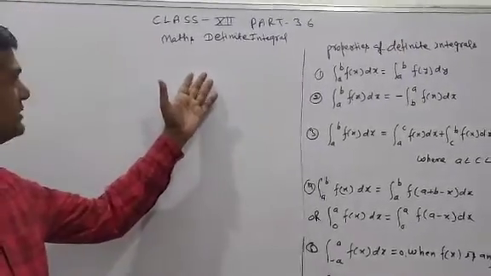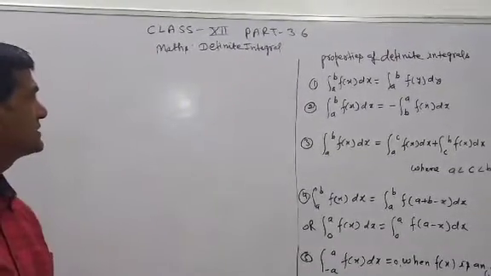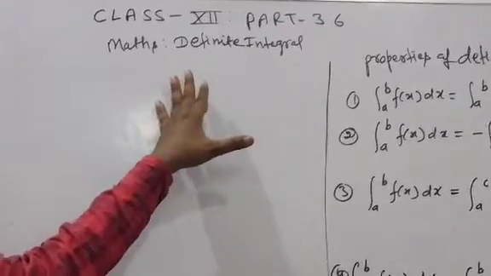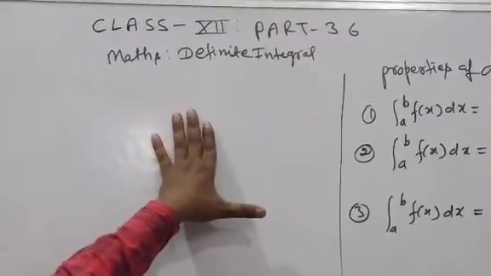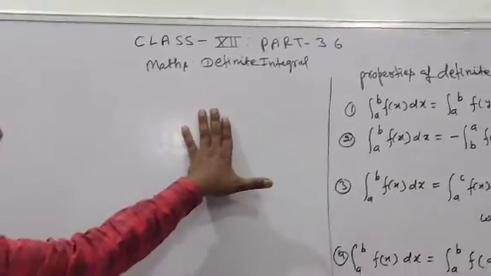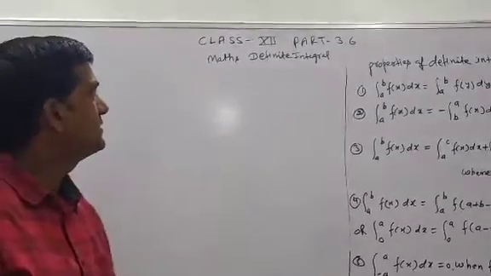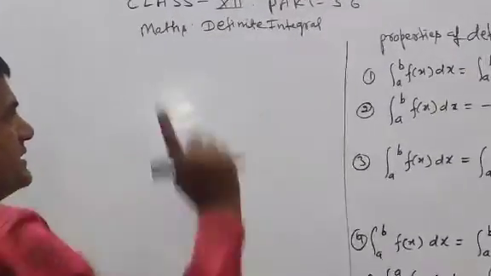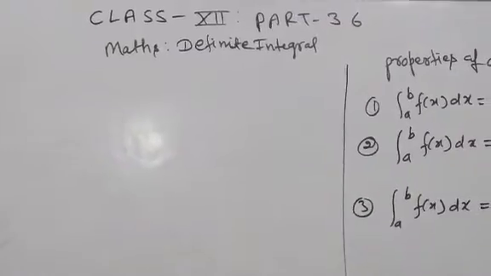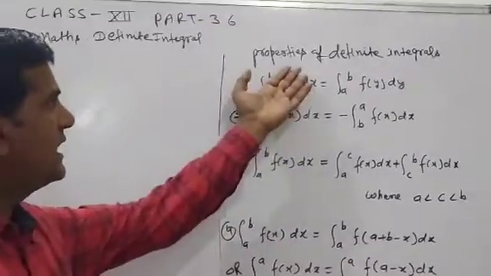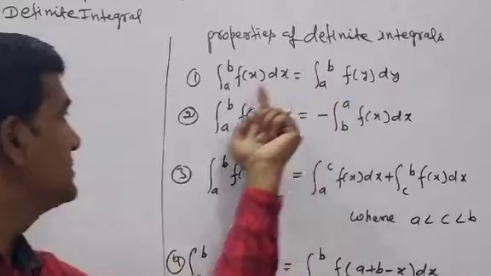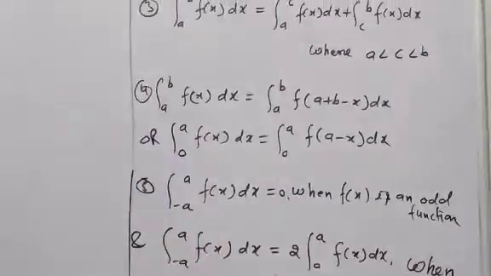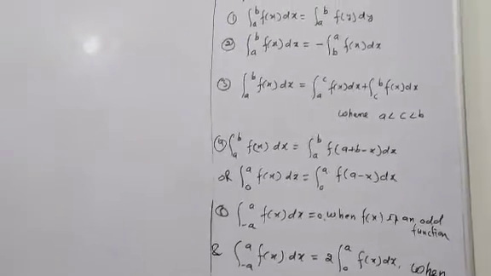In this video, I have to start definite integral. This is also part of integral. In the previous video, you completed so many chapters of integral, but here we have to study definite integral. Clear? Now there are so many properties of definite integral. Property number 1, 2, 3, 4, 5, and the remaining ones as well, but I am going to explain them one by one. Understood?